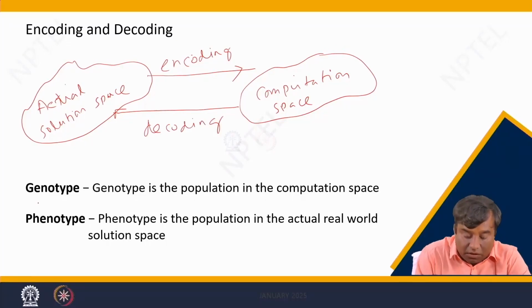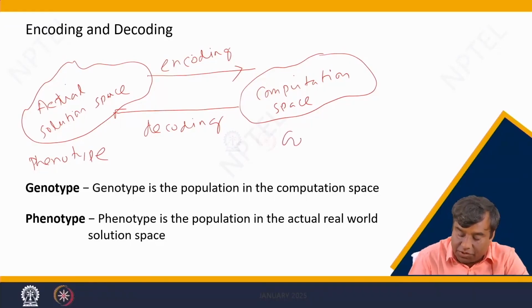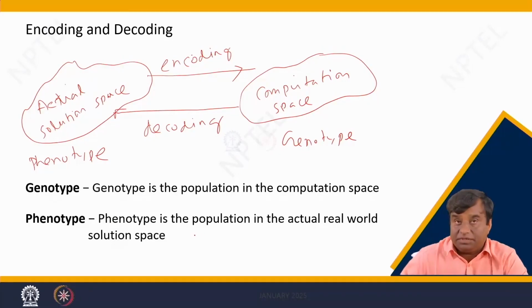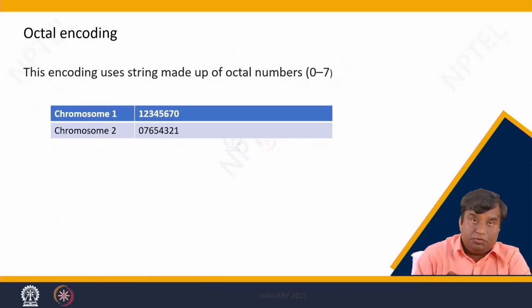So the actual solution space is known as phenotype, and the computation space is known as genotype. So you can say the genotype is the population in computation space and phenotype is the population in the actual real world solution space. So we have studied different encoding techniques like binary encoding, real encoding, permutation encoding, etc. There are two more encoding techniques.